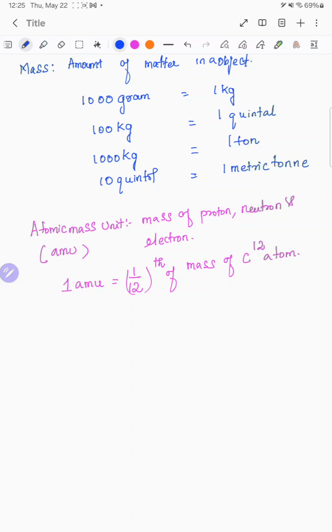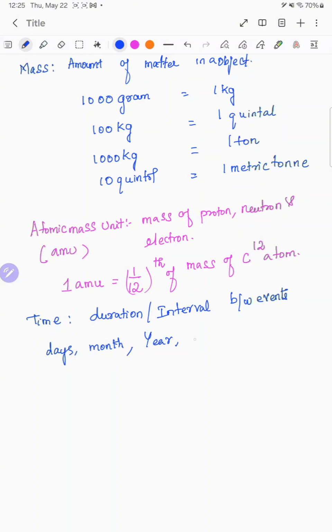Next part is daily usage. Next one we will go with time. Time is the duration of an event or the interval between events. So what are all there? It can be measured in days, and larger units I am saying month, year, and millennium.